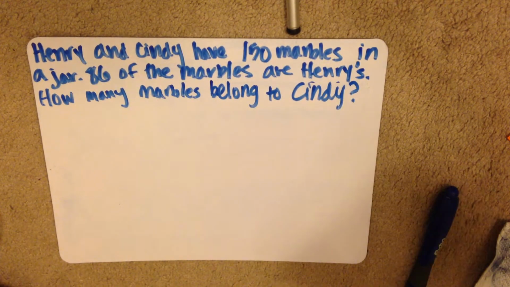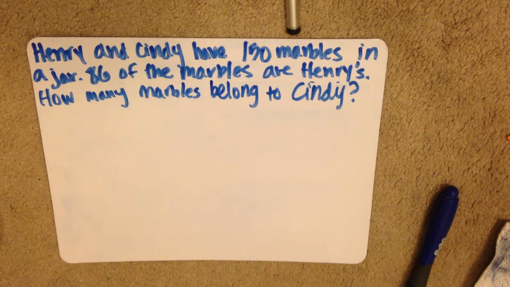So today we're going to be looking at a word problem and deciding what is happening in the problem so that we can decide on how to solve for the unknown numbers of what we don't know. Our word problem for this first example is, Henry and Cindy have 150 marbles in a jar. 86 of the marbles are Henry's. How many marbles belong to Cindy?